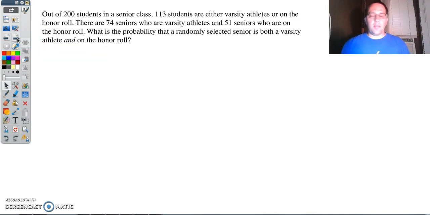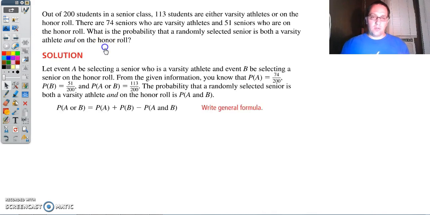Now, slightly more complicated, but not much. We have 200 seniors in the graduating class. 113 of those are either varsity athletes or on the honor roll. We have 74 seniors on varsity. We have 51 seniors on the honor roll. What is the probability that if I randomly pick a senior, they will be both on varsity and on the honor roll? All right. Well, what we're going to do, we're going to go to our equation here.